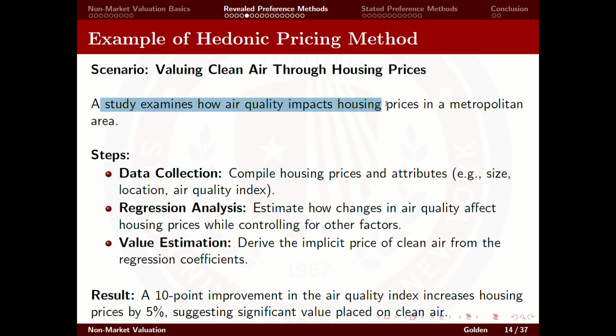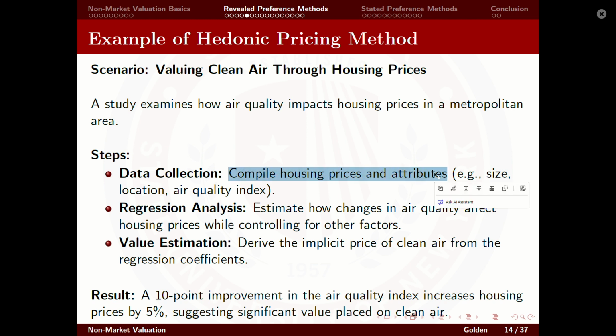So a scenario: valuing clean air through housing prices. A study examines how air quality affects housing prices in a metropolitan area. Start off by collecting the data. Compile housing prices and attributes: size, location, air quality index. You perform a regression analysis where you estimate how changes in air quality affect housing prices while controlling for other factors.